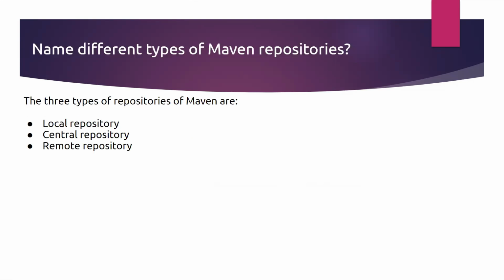Now, what are the different types? Or basically, they can ask, name different types of Maven repository. So usually there are three types of repositories for Maven. One is local, the other one is central, and the third one is remote. So you can talk about these three repositories in short and then describe them.